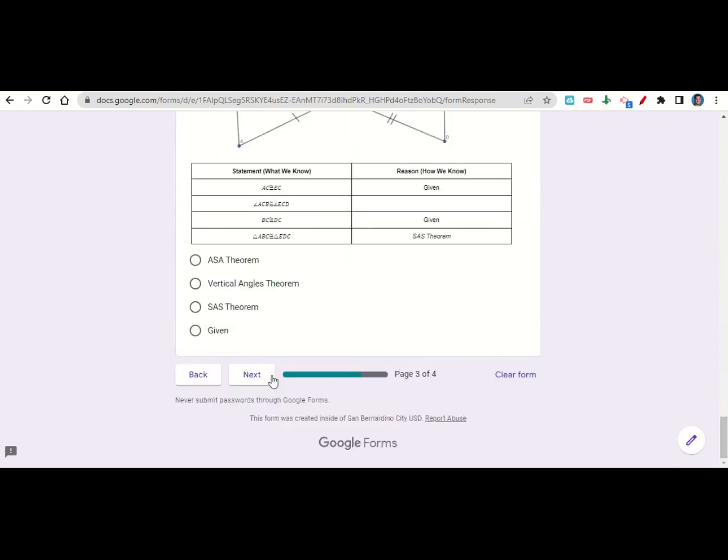Once you get to the end of the activity, you'll click Next. This will take you to your Before You Go. Go ahead and fill out your Before You Go and then submit your work on Google Classroom.